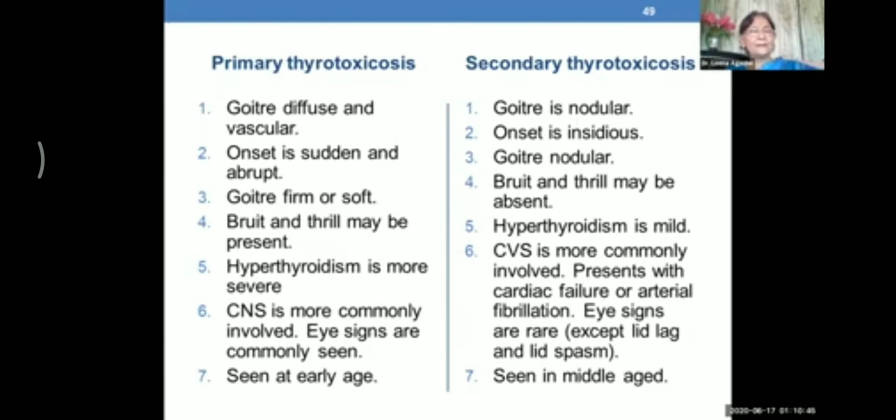In primary, CNS is the most commonly involved system. Eye signs are commonly seen. As against this, in secondary thyrotoxicosis, CVS is more commonly involved. It presents with cardiac failure or atrial fibrillation. Eye signs are rare except lid lag and lid spasm. Primary thyrotoxicosis is seen at an early age and secondary is seen in middle age.